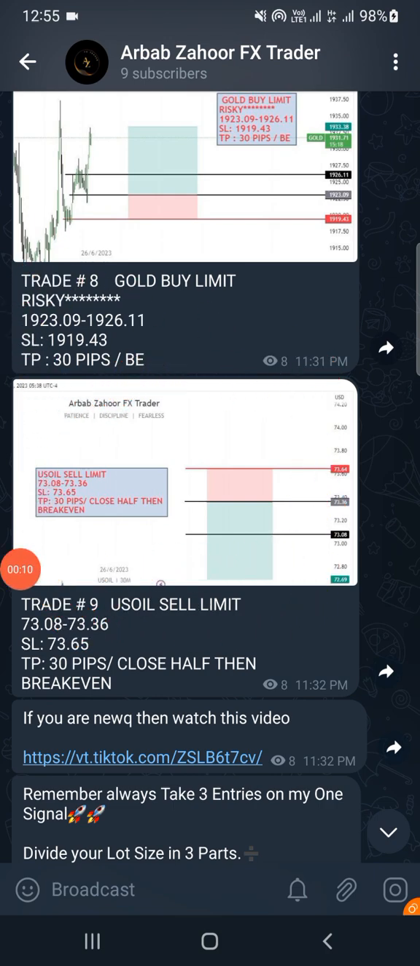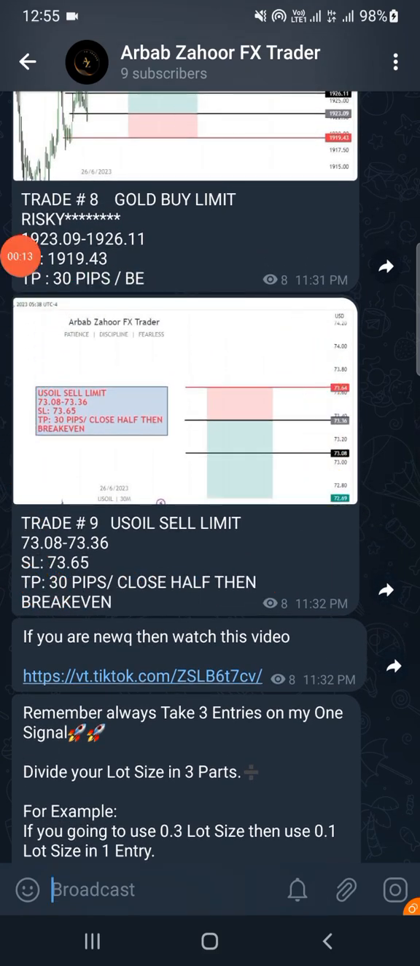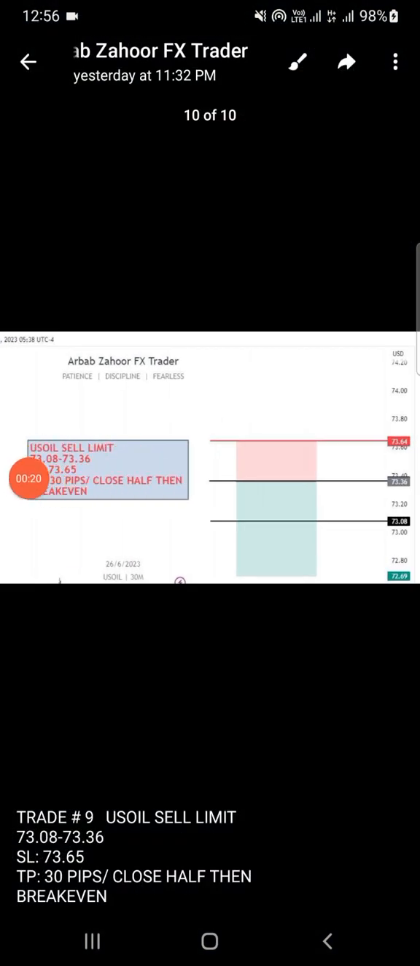As you have seen in my Telegram channel, the link will be in the bio. You will see I give you signals like this, okay? There I write something like US Oil sell limit with numbers and then TP 30 pips and #close half and then break even. What is that? How to take? How many entries? Everything I am going to teach you.